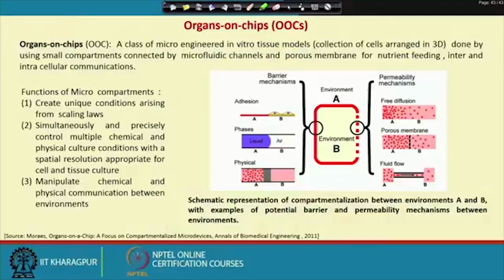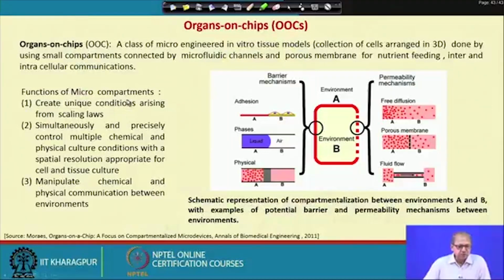So, that is why micro compartments are described in that way: they create unique conditions arising from scaling laws, simultaneously and precisely control multiple chemical and physical culture conditions with a spatial resolution appropriate for cell and tissue culture, and manipulate the chemical and physical communication between environments. What do I mean by the environments? These are micro environments inside organs or tissues.